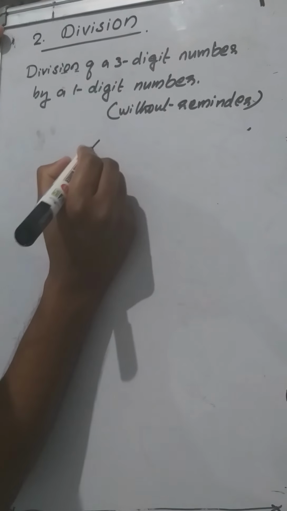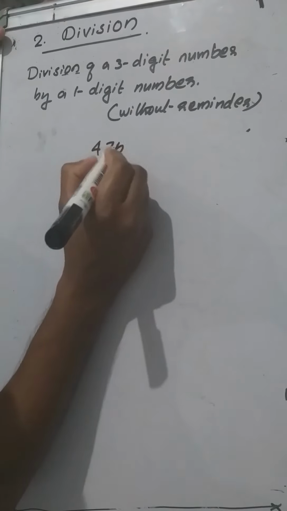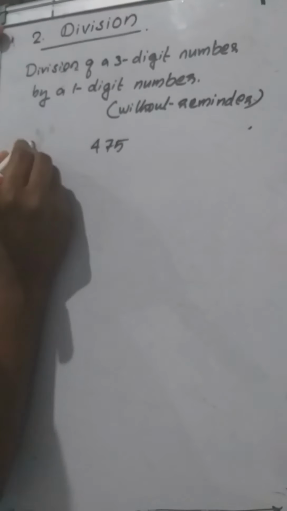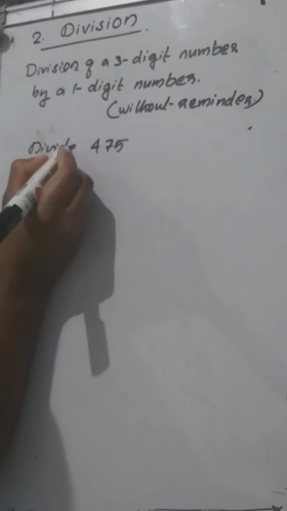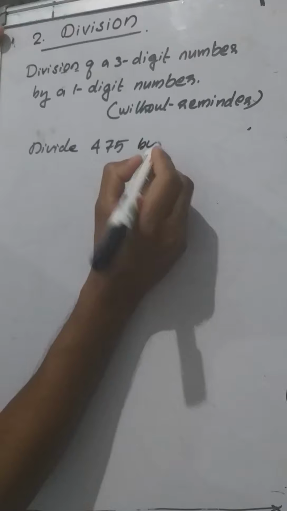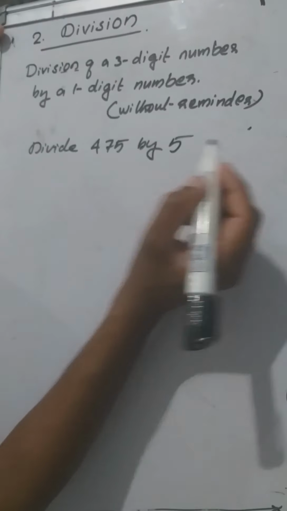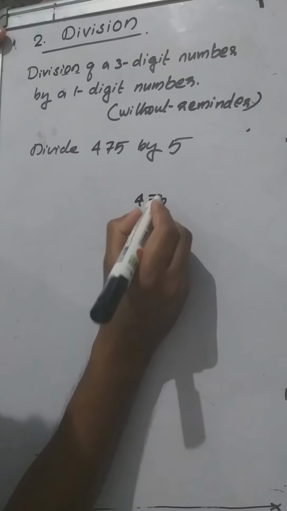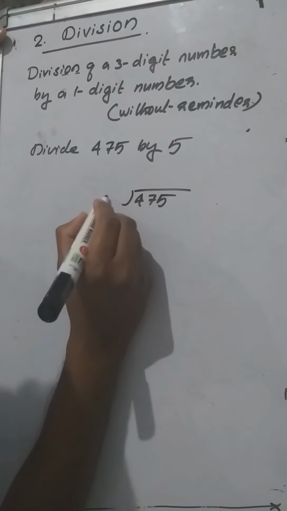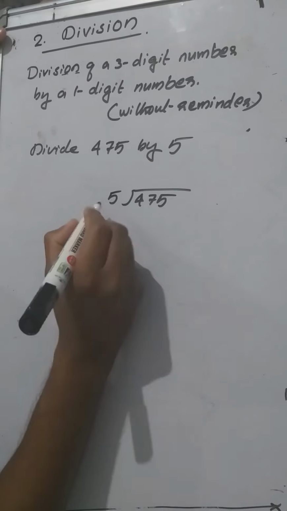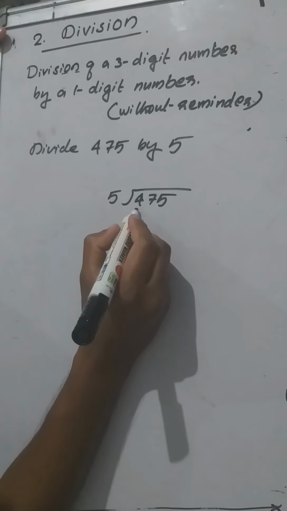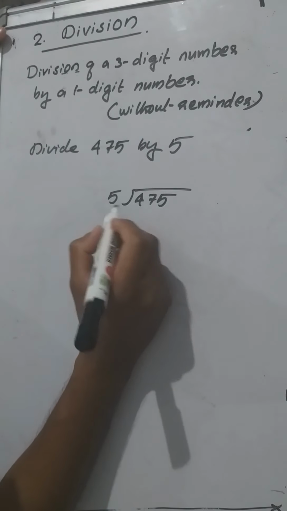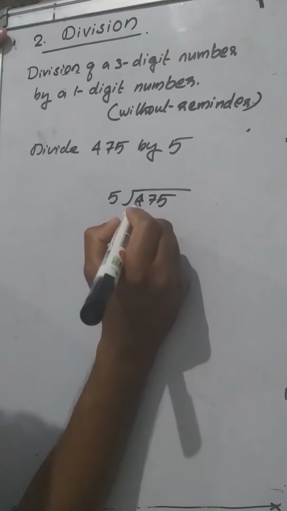Doing one more example. 475 divide 475 by 5. So we can write 475 divided by 5. 4 is not divisible by 5. So we take 47.